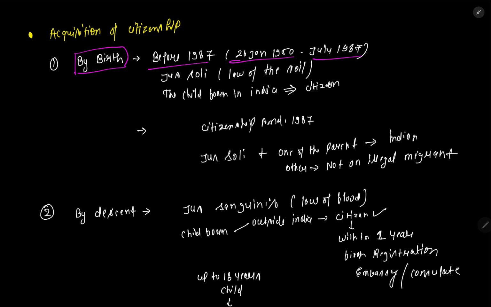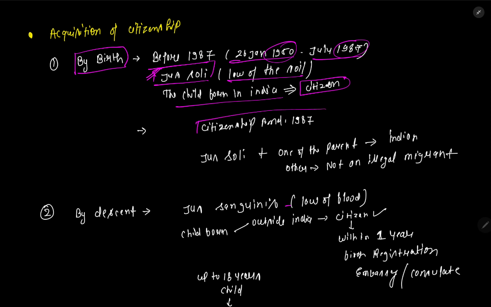So there's a law known as jus soli. Jus soli means the law of the soil. Law of the soil means if you are born on the soil of India, you will be considered an Indian citizen. The child born on Indian soil will be an Indian citizen. But this was with the condition that you must have been born between 1950 and 1987.